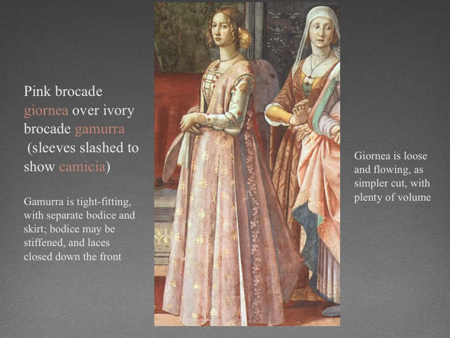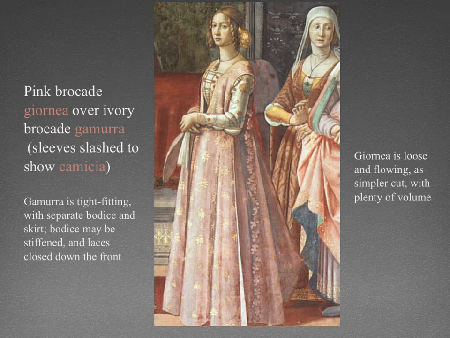And again, here are those layers in action. You can see there's a pink brocade giornea over an ivory brocade gamura, and the sleeves on that are slashed to see the white linen camicia underneath. And you can see, right, even though her arms are crossed over her waist, the gamura is tight fitting, and then the giornea is loose and flowing. And you can see the slashing to expose that camicia, and you can see the front lacing on the gamura.